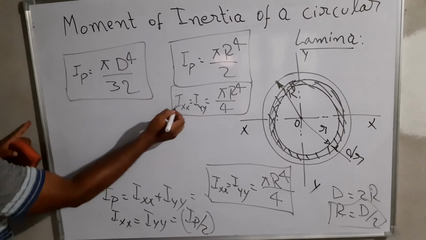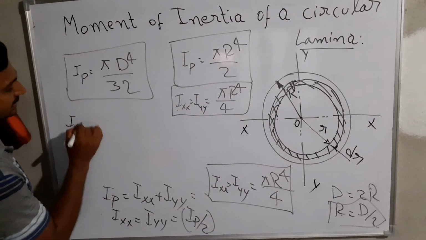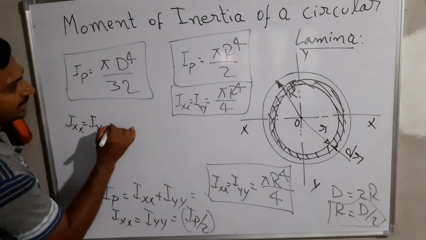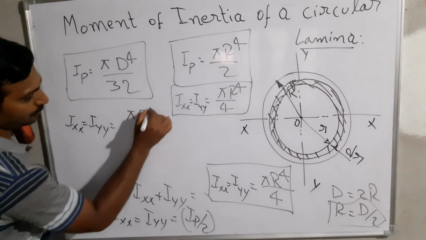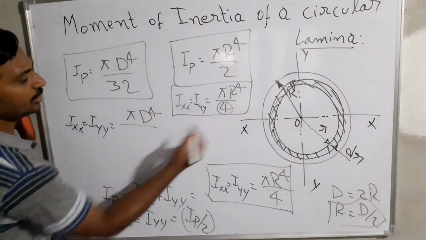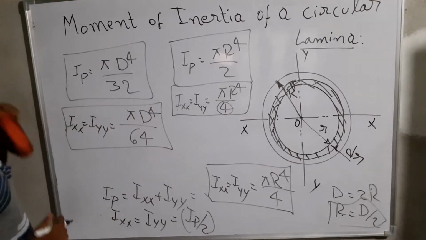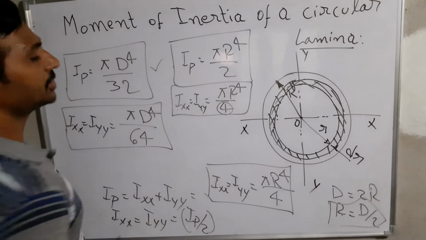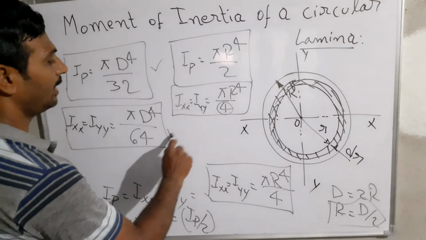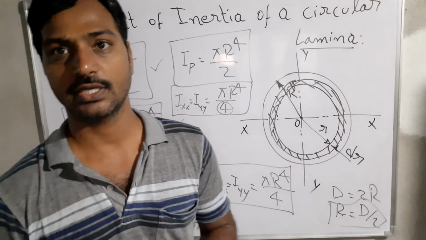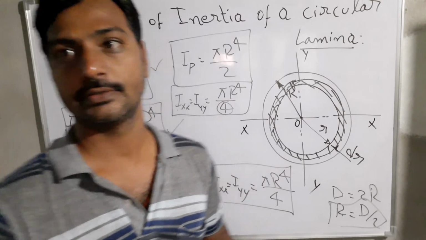Now Ixx is equal to Iyy is equal to pi d to the power of 4 by 16 into 4, which is 64. So this way we calculate the polar moment of inertia as well as the moment of inertia with respect to the Cartesian coordinates.